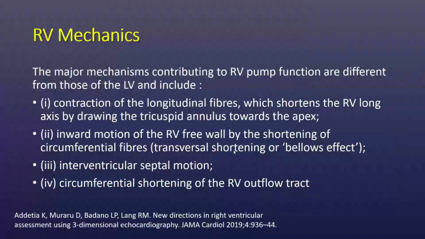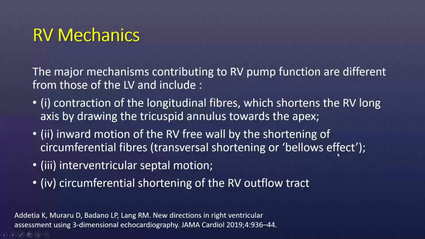However, I have some concern about that because the major mechanisms contributing to RV pump function are different, of course, from those of the left ventricle, and they include contraction of the longitudinal fibers, which shortens the RV along the long axis, and of course, we need to be well aligned with our ultrasound beam and RV free wall. So alignment is important, and then inward motion of the RV free wall by shortening of the circumferential fibers, the so-called bellows effect.